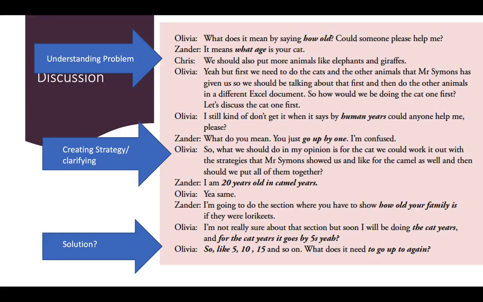So I'm not really sure about the section, but I will be doing the cat years, and for the cat years it goes by 5s, yeah? So like 5, 10, 15, and so on. What does it need to go up to again?